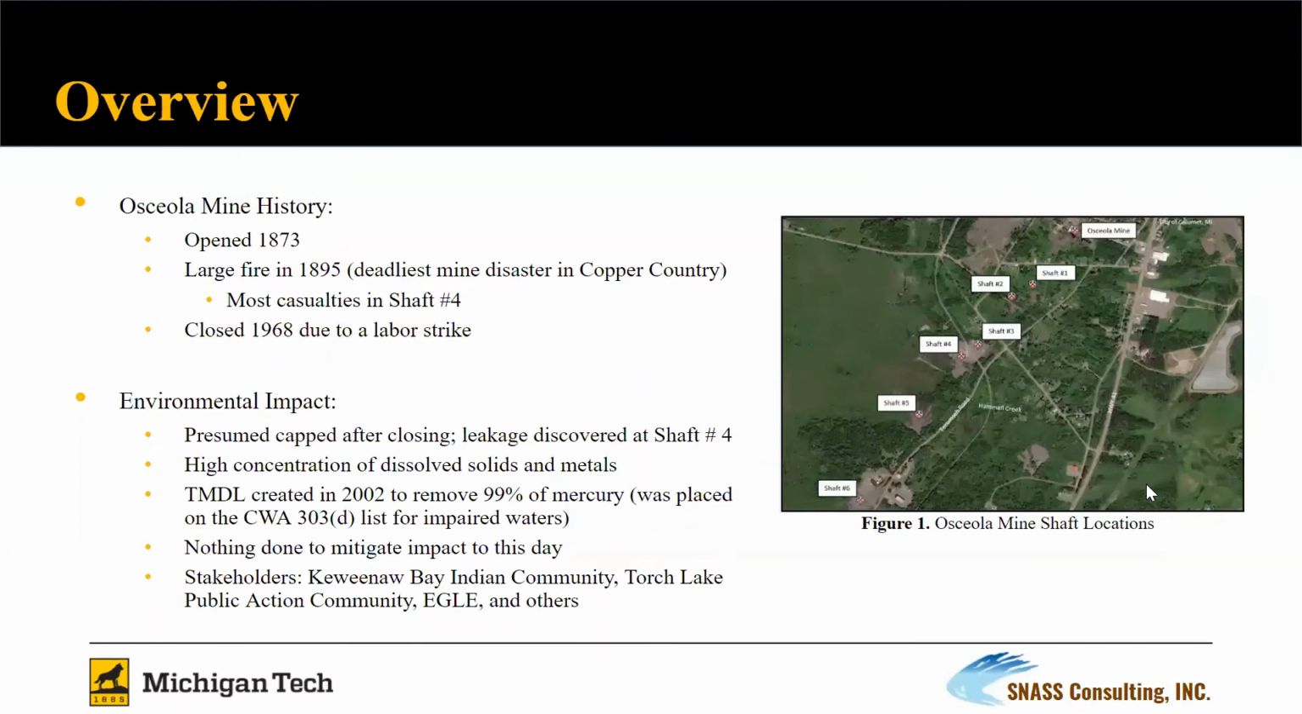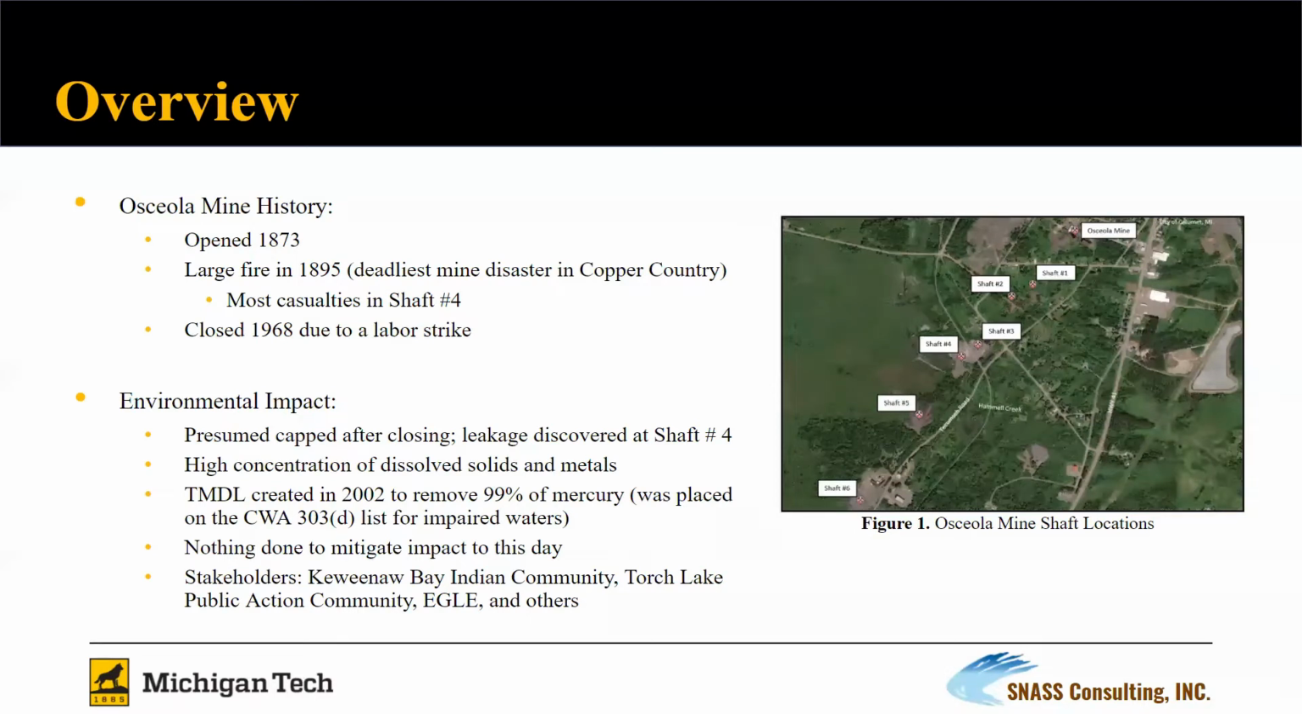So to give a little overview of the site history, the Osceola mine was created in 1873 by the Osceola Mining Company. In 1895, there was a fire that broke out in the mine, actually becoming the deadliest mine disaster in the copper country history. Most of the casualties occurred in shaft number 4, and we've included a diagram of 6 of the 11 total shafts of the mine.